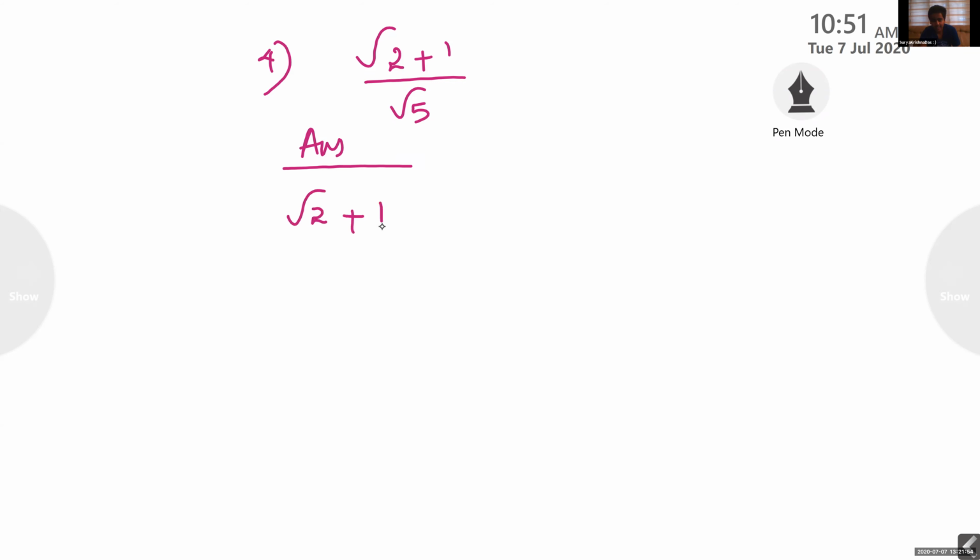No problem. Root 2 plus 1 by root 5. What is the rationalizing factor? It is rationalizing the denominator, right? I will explain, Surya, no problem. So what is the denominator here? Root 5. So no need of looking at the numerator now because we have to rationalize the denominator only. That is our question. Clear?